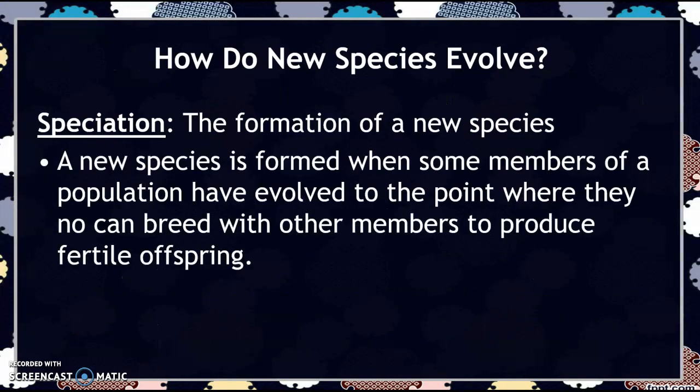So, how do we get a new species in the first place? It's through a process called speciation. And speciation is just the formation of a new species. A new species is formed when some members of a population have evolved to the point where they can no longer breed with other members to produce fertile offspring.